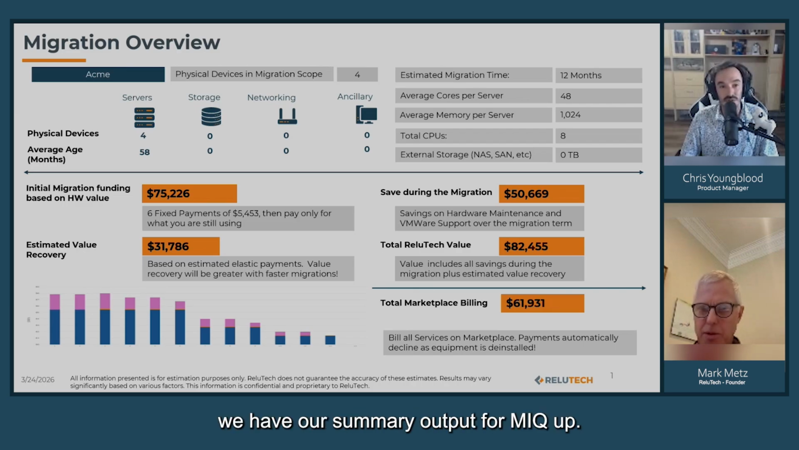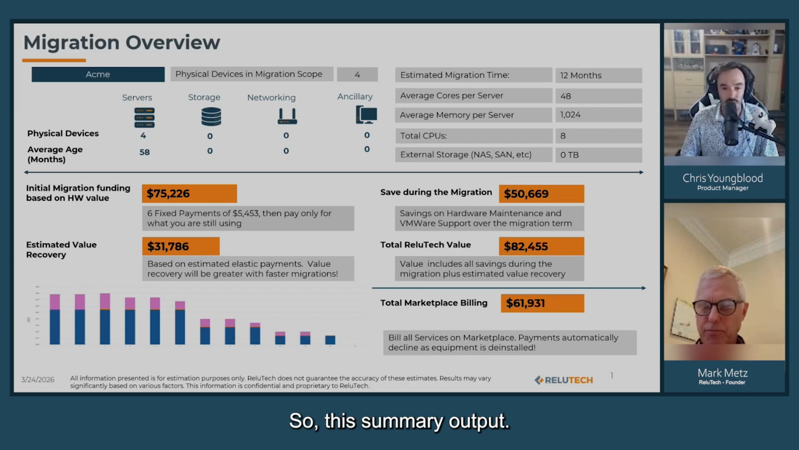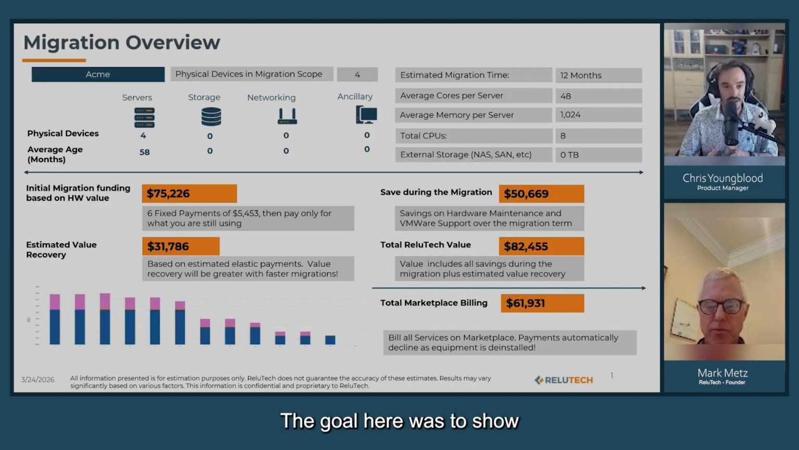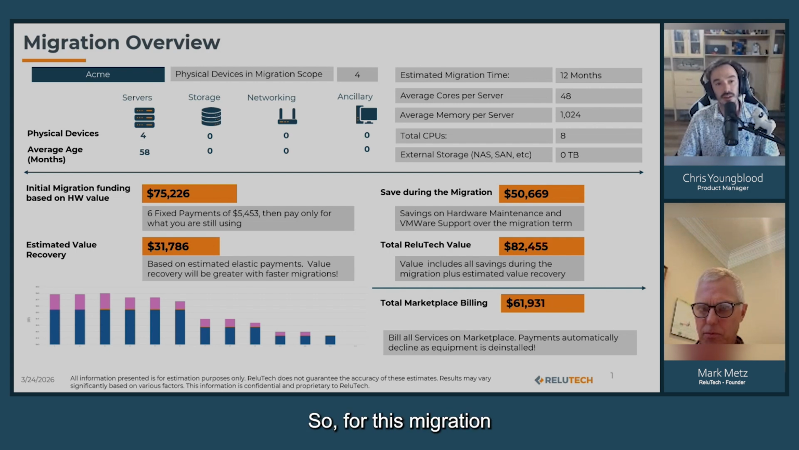So for everyone still watching, we have our summary output for MIQ up. This summary output, the goal is to sum up a lot of the different things that we're offering into a slide that can be included alongside a lot of other migration programs like MAP or OLAs. The goal here was to show additional financial impact that might be included alongside the TCO of the OLA or the MAP assessment, to see how this can make a further impact past any incentives that are already on the table.